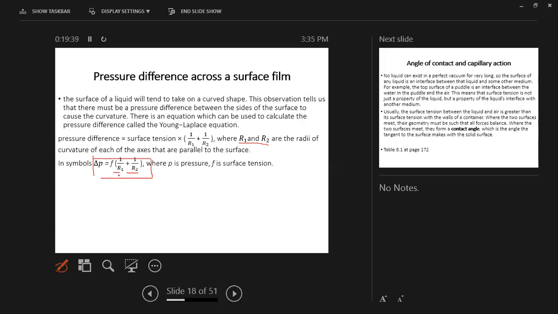Curvature could be of any object, but it is going to be a circular object, so it must have two radii. That's why we call it curvature, right? So we are going to use this formula to find the pressure difference across a surface film, across any object.